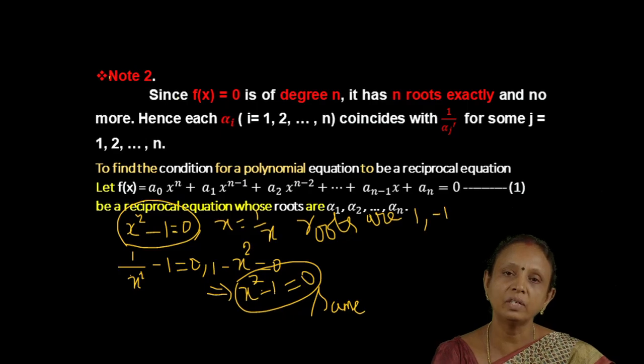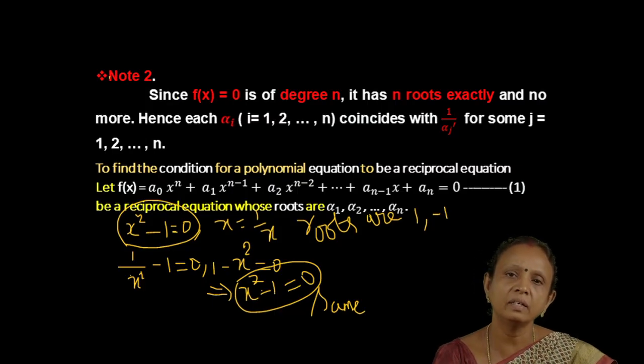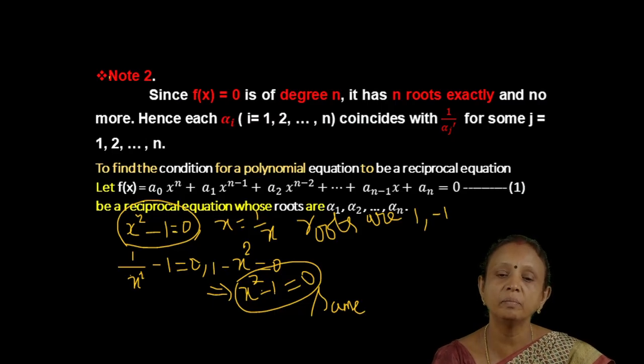Note 2. What is note 2? Note 2 is what is to be remembered. Take f of x equal to 0 and it is of degree n. Concentrate on the degree. It is of degree n and it has exactly n roots and no more. You all know what is meant by degree and what is meant by roots, as you have studied already. So I mention only that an equation will be taken, the degree will be taken, and exactly n roots will be found and no more.